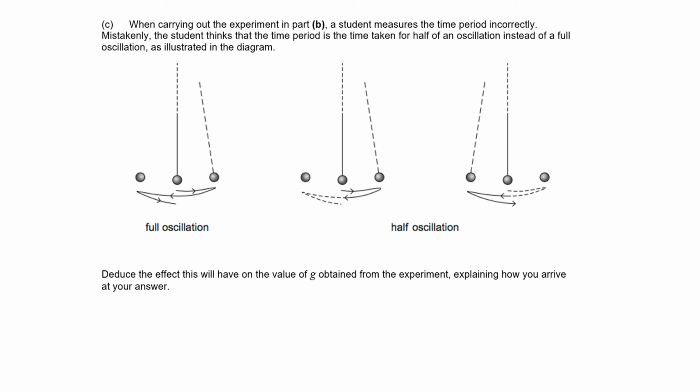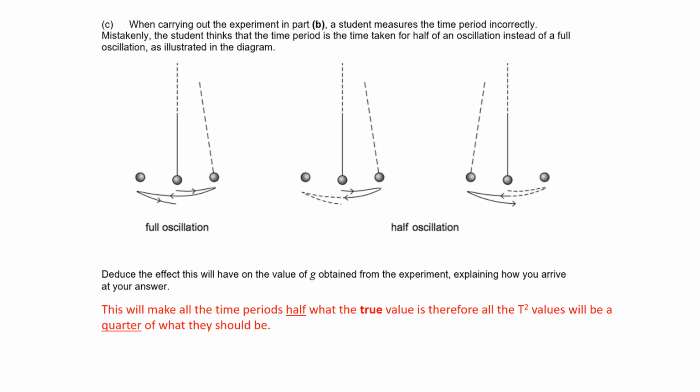Okay, so then last part of this question, when carrying out the experiment, a student measures the time period incorrectly and measures the time for half an oscillation instead of a full one. So deduce the effect this will have on the value of g they obtain and explain how you get that. So the first thing I think of is, well, if they're timing half an oscillation, their time period is going to be half what the true time period is, which means their t squared values will be a quarter of what they should be. That's the first thing.